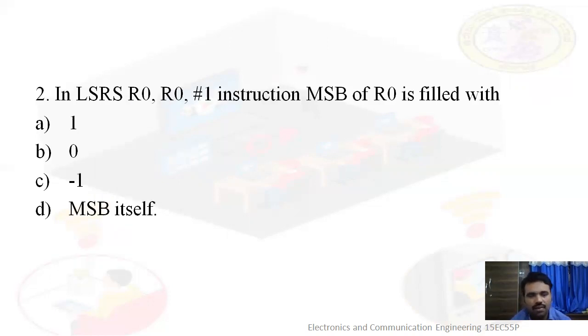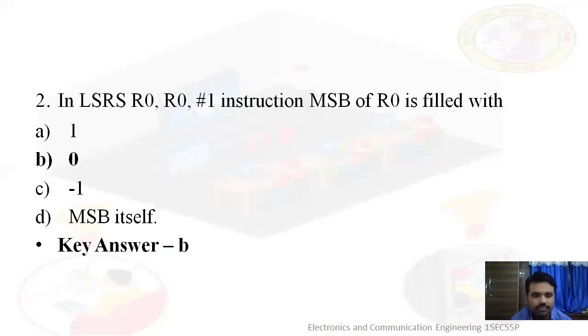LSRS R0, R0, #1 instruction. The MSB of R0 is filled with what? I said that it is always filled with 0. That is, the answer is B.